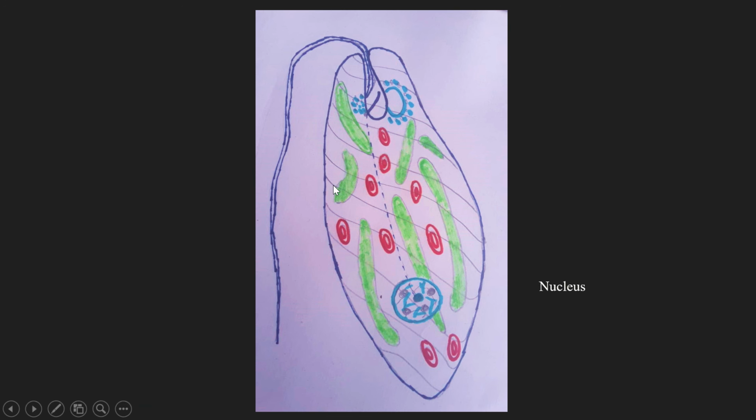There are also some other structures found in the body of this organism. One of the main structures is the nucleus. The nucleus is single, large, spherical or oval, and lies near the center of the endoplasm, usually towards the posterior end of the body. It contains a large solid central body called the nucleolus.